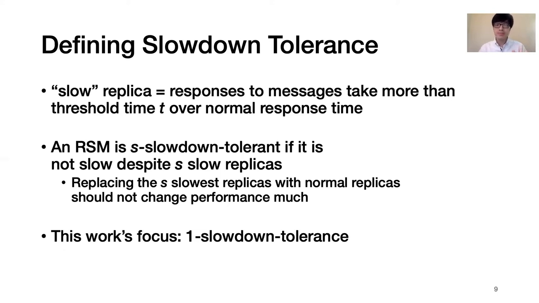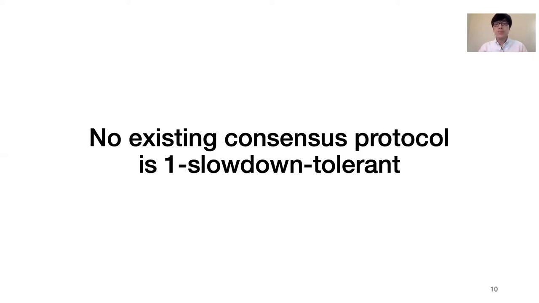Given slowdowns are rare, it's unlikely that a single RSM will contain multiple slow replicas at the same time. Thus, in this work, we target one-slowdown-tolerant RSMs. To the best of our knowledge, no existing consensus protocol is one-slowdown tolerant, meaning our existing consensus protocols will slow down in some cases when even a single replica is slow.